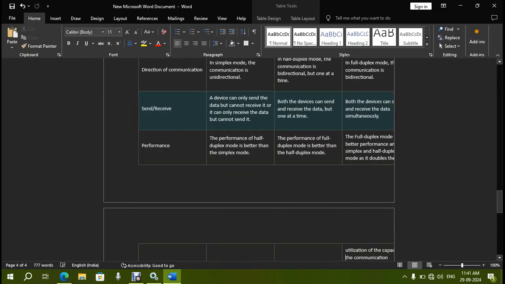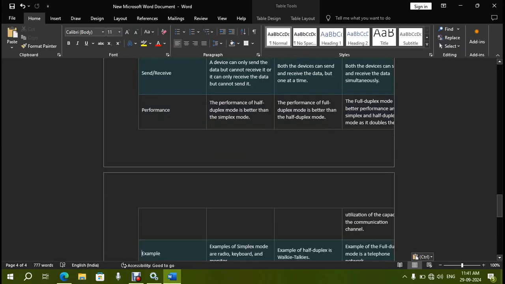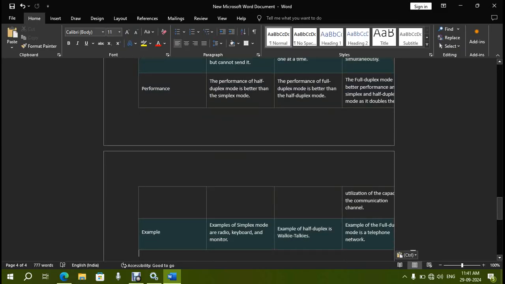Performance: the performance of half duplex mode is better than simplex mode, and the performance of full duplex mode is better than half duplex mode. But utilization of channel capacity is lower. Examples of simplex are keyboard, radio, monitor and television. An example of half duplex is the walkie-talkie, and an example of full duplex is the telephone network.